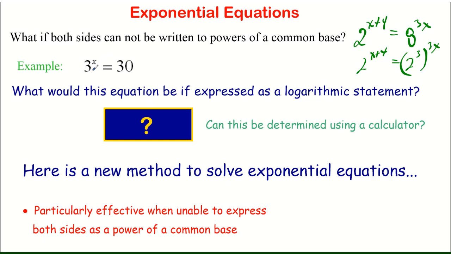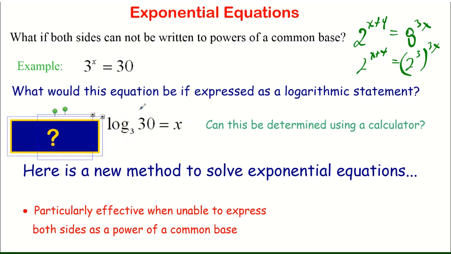If you were to express this as a logarithmic statement, it's basically saying the log of 30 to base 3 is equal to x. You're trying to figure out 3 to what power gives you 30. Like that's it as a statement. Well, if I had a calculator that let me type that in, that'd be easy.